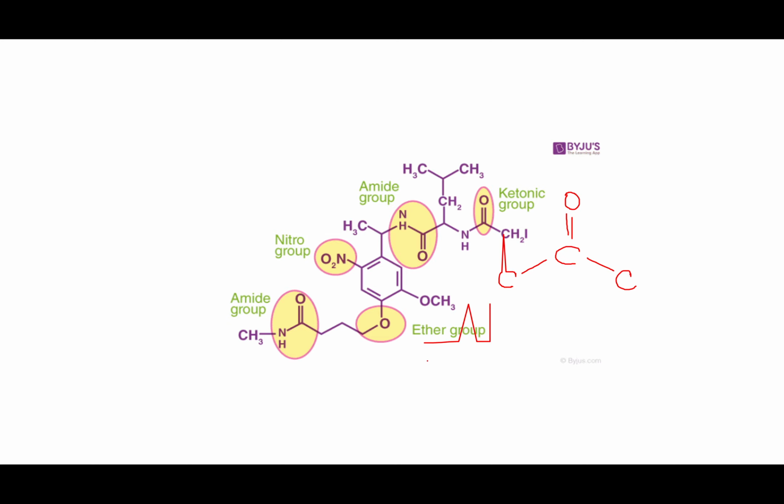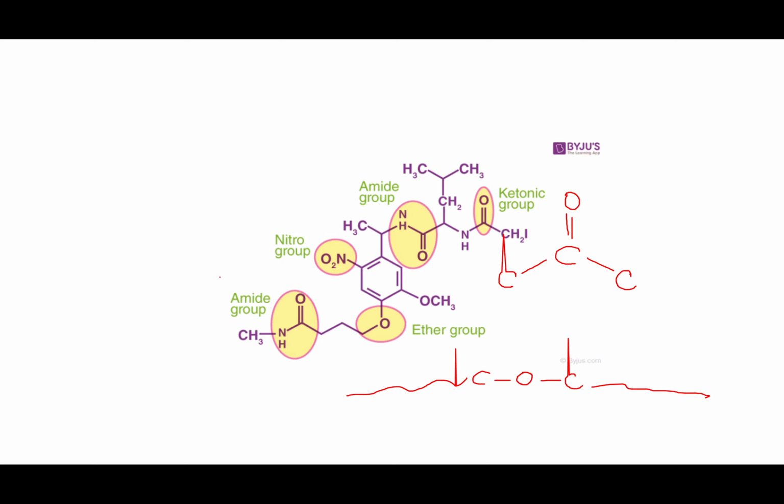When we say an ether group, what you would normally see is a carbon and then an oxygen and another carbon. And this could be long chains of carbon. Never mind these spikes. So this is an ether group.